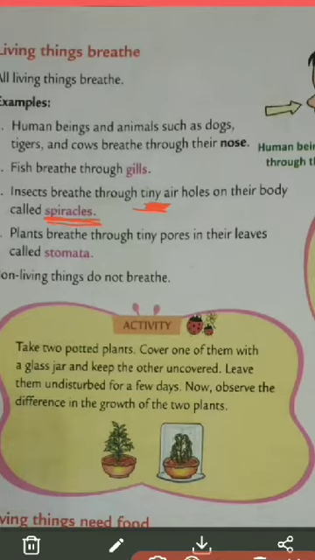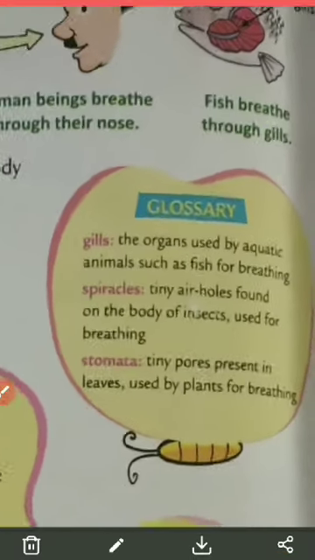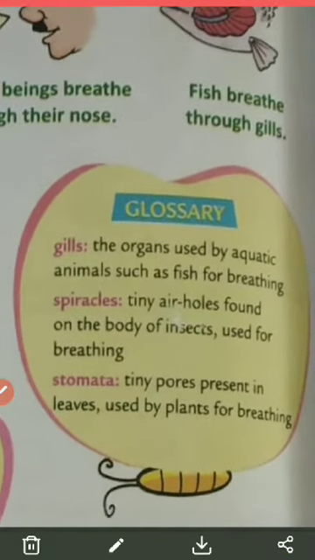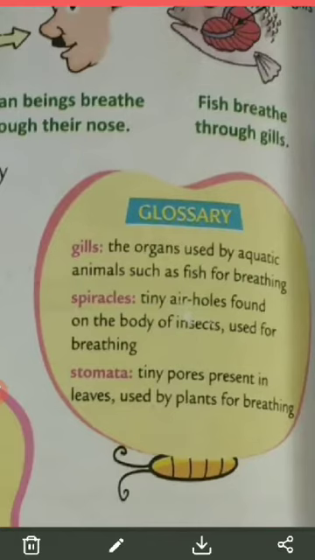In the same way, plants also have tiny pores on the underside of their leaves, and these tiny pores are called stomata. So plants breathe through stomata. Students, you should also read the glossary part. Here I have already explained to you about the gills, the spiracles and stomata. You can know more about these from the glossary.